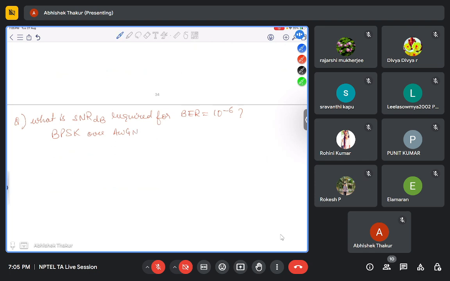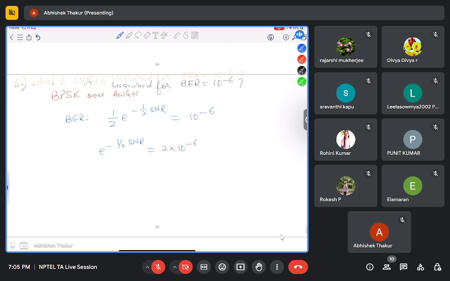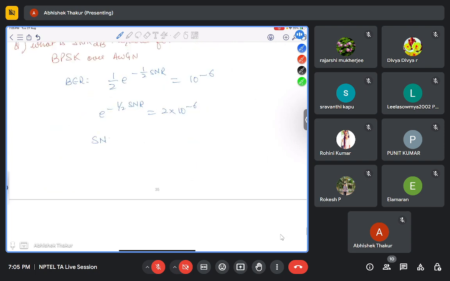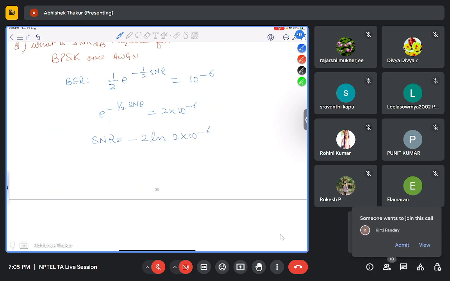So in this we know that bit error rate is given as half e to the power of minus half of SNR, and this is given as 10 to the power of minus 6. So e to the power of minus half SNR is equal to 2 into 10 to the power of minus 6. So SNR is equal to minus 2 ln 2 into 10 to the power of minus 6. So when we calculate this, the answer we will get is 26.24.